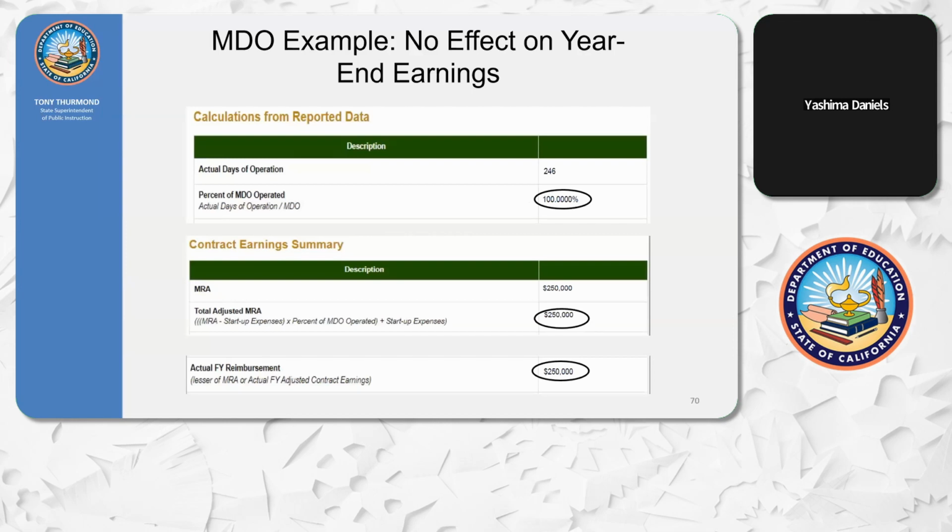Okay, so now we're going to get into some examples of how this can impact your earnings. The first example is a contractor reporting that has met their MDO requirements. We can see the agency reported 246 actual days of operation, which is 100% of their MDO requirements. Because of this, the agency's MRA and total adjusted MRA are unaffected and both remain at $250,000. Because this agency's contract earnings were also $250,000, it did not affect their reimbursement.